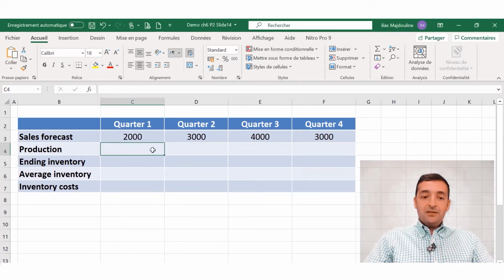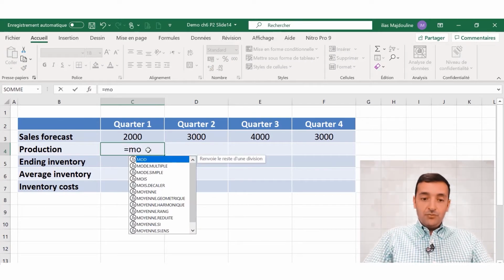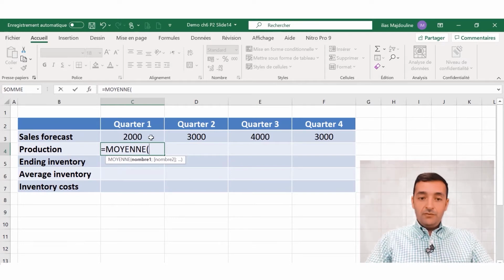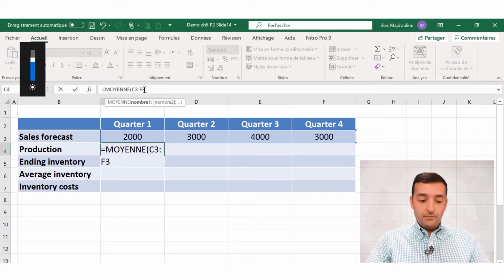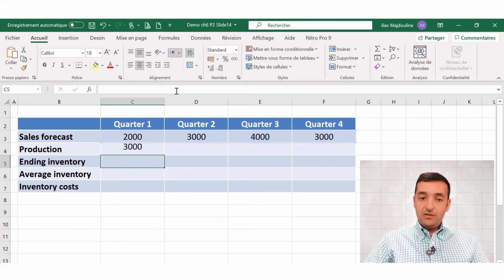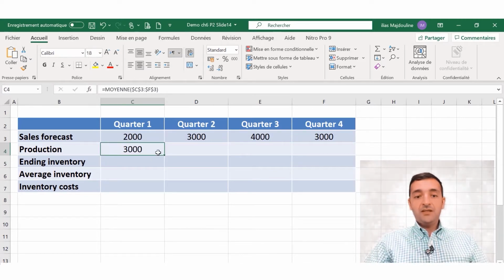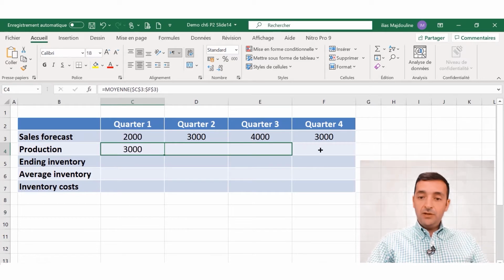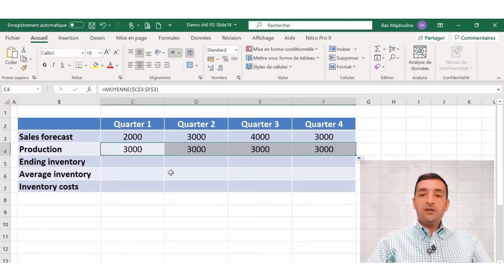The first step is to calculate the production level, or level production plan, by the average of all the quarters. So here it will be the average of these values, and we will fix the cells because it will be used in the next quarters. So we'll have the same production level plan.